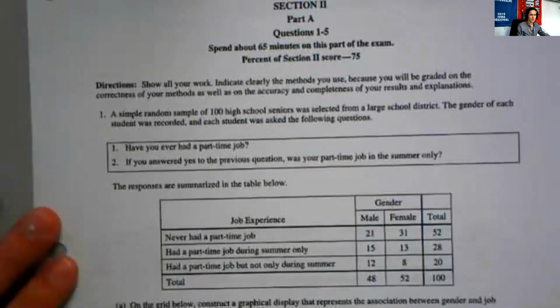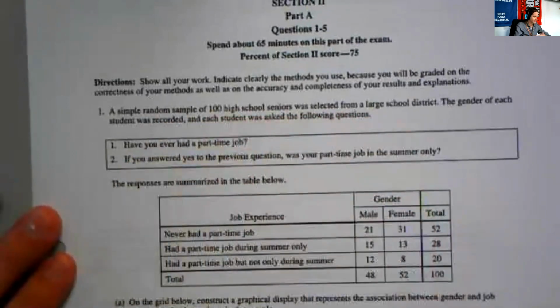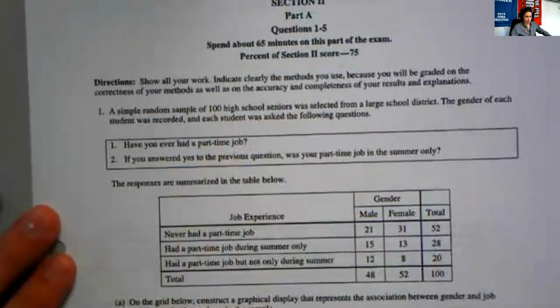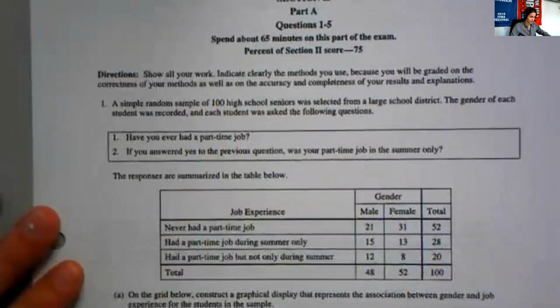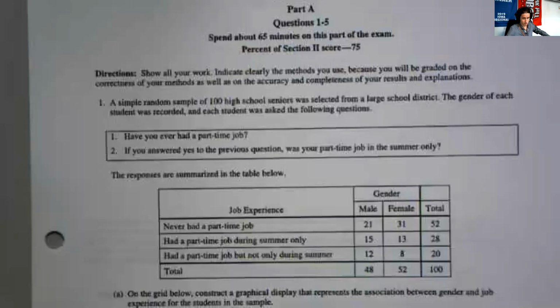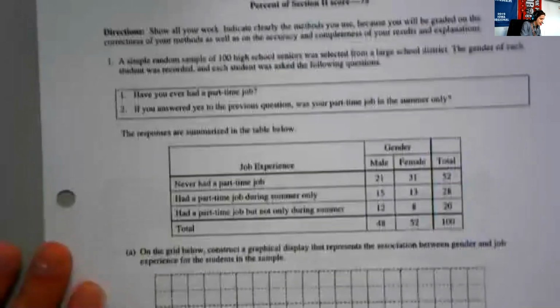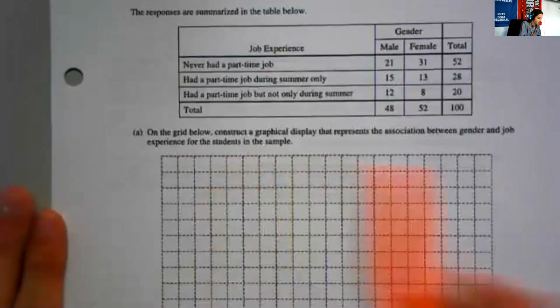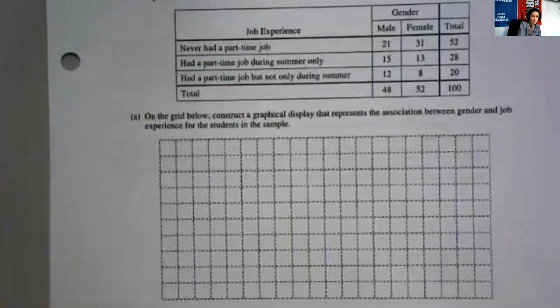So we have a simple random sample of 100 high school seniors selected from some large school district. The gender of each student was recorded, and each student was asked a couple of questions. Did you have a part-time job, and if the answer was yes, was it a part-time job only? Okay, those are reasonable questions, I guess. We got the data, and this is on the grid below. Construct a graphical display that represents the association between gender and job experience.